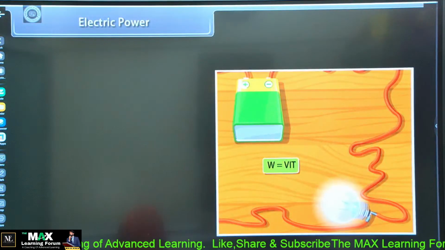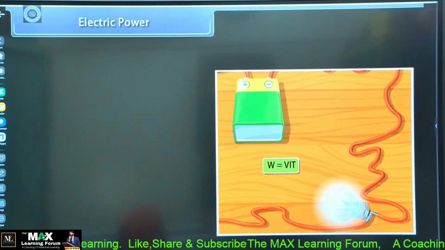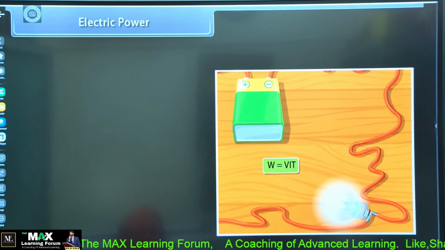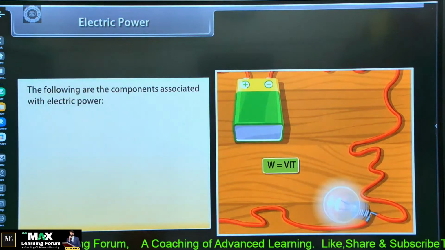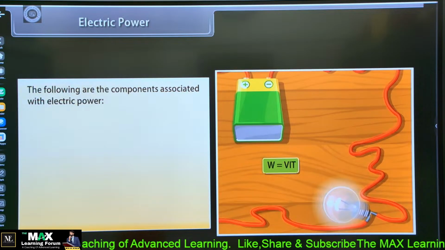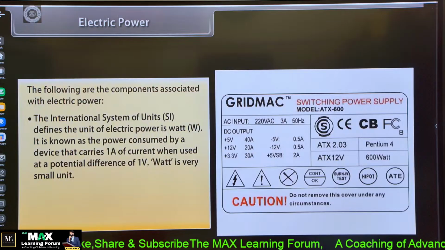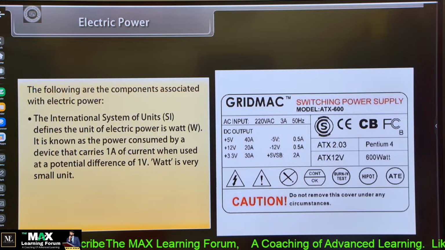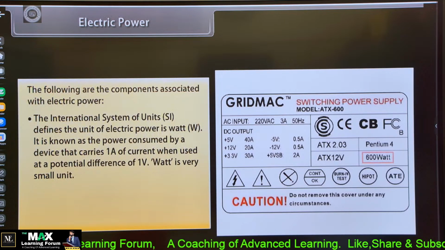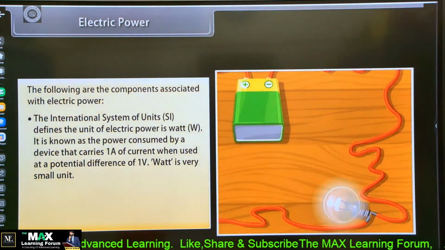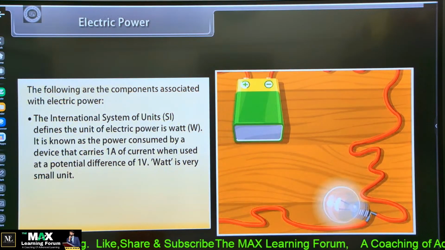Electric power. Electric power is the rate at which electric charge is transferred by an electric circuit. This is commonly known as electric power. The following are the components associated with electric power. The International System of Units, SI, defines the unit of electric power as the watt, W. It is known as the power consumed by a device that carries 1 A of current when used at a potential difference of 1 V.